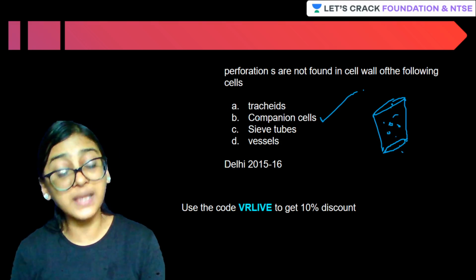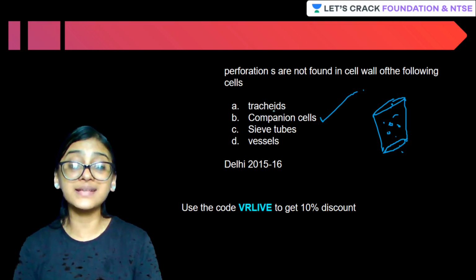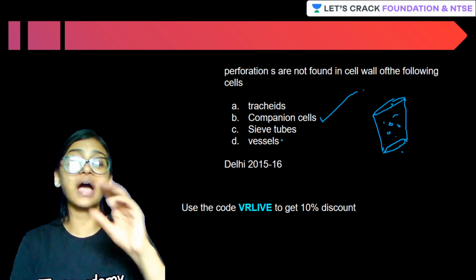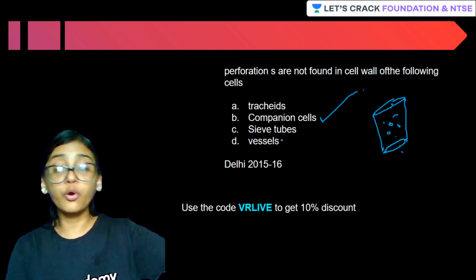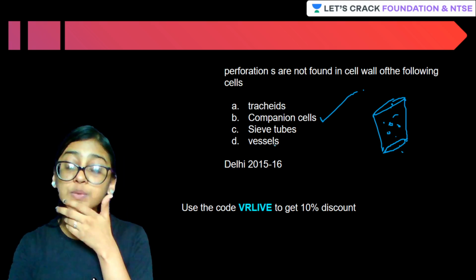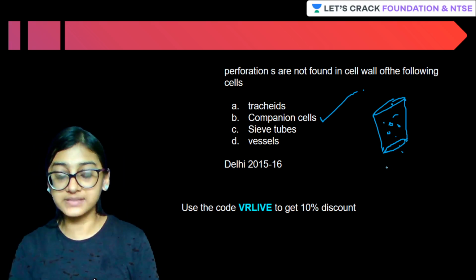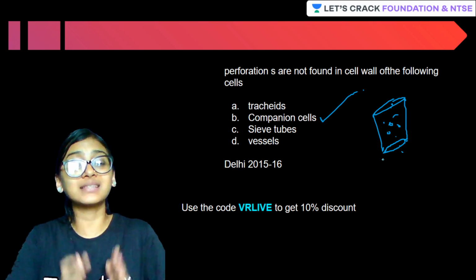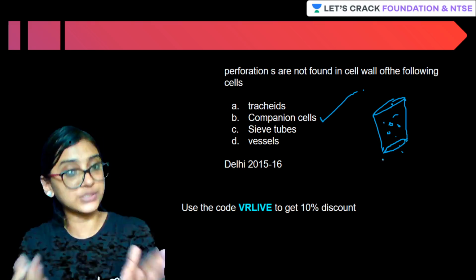So students, the answer is companion cell. It is the only living cell you are able to see in the following, right? And also they do not have any pores. Companion cells help the sieve tubes. They are found attached to the sieve tubes, that is, they act as a life support for the sieve tubes.